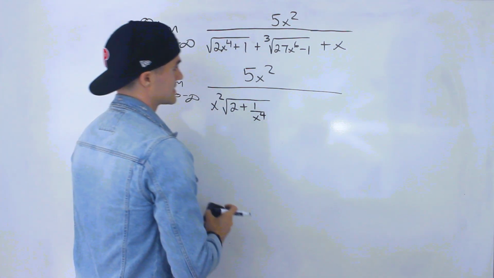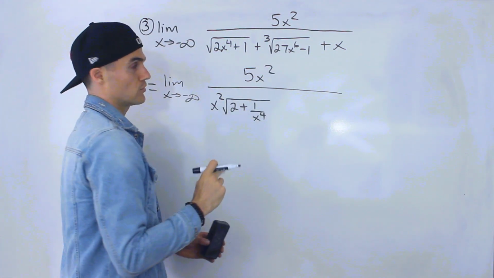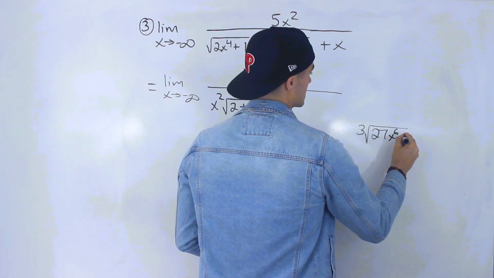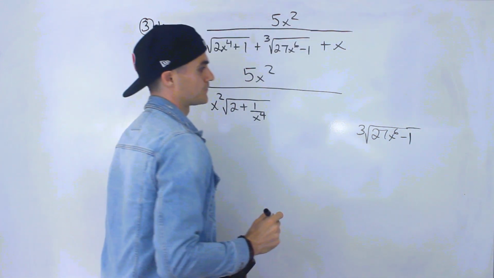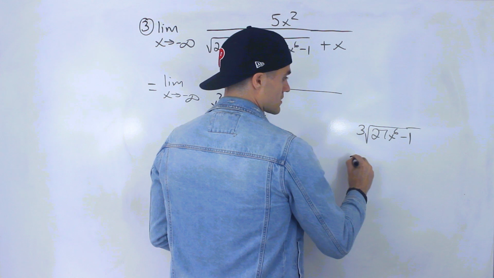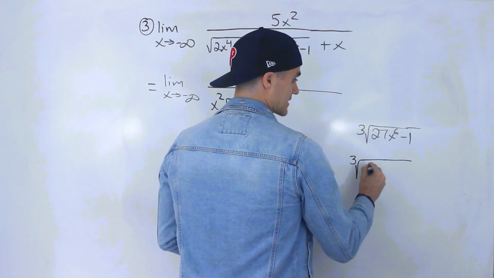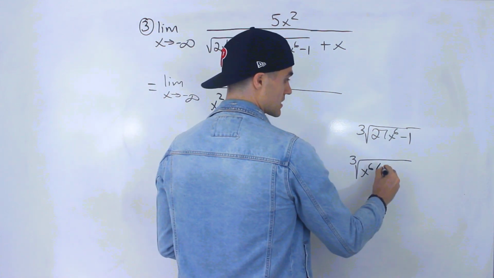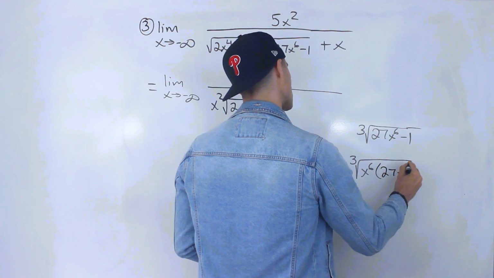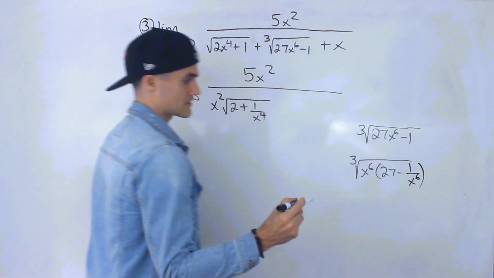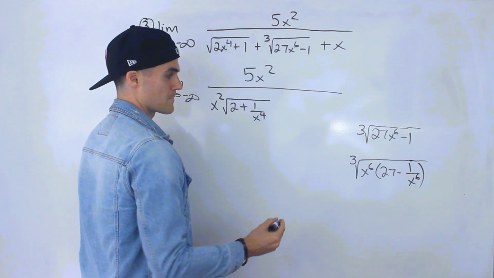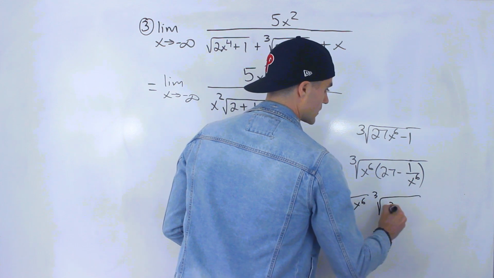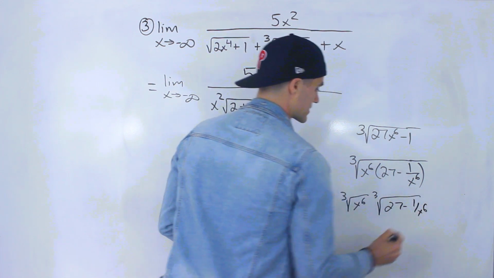And then what we got to do is the exact same thing, but with this expression, this third root of 27x to the 6 minus 1. So what we do is third root, we take out an x to the 6, the highest exponent, which is 6 in this case. So we take out x to the 6, we're left with 27 minus 1 over x to the 6, like that. Then we split these up, so we got the third root of x to the 6, and the third root of 27 minus 1 over x to the 6.